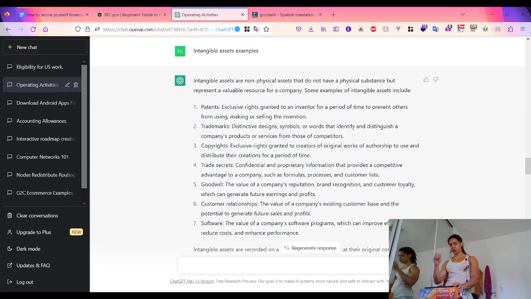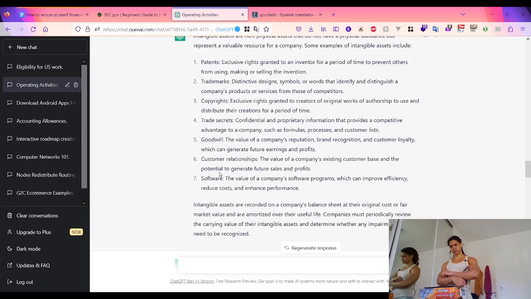Okay. So the goodwill, or the fondo de comercio, is the value of a company's reputation, brand recognition, and customer loyalty that can generate future earnings. So goodwill, customer relationship, the value of a company's existing customer base and the potential to generate future sales and profits. Software, the value of a company's software programs which can improve efficiency, reduce costs, and enhance performance.